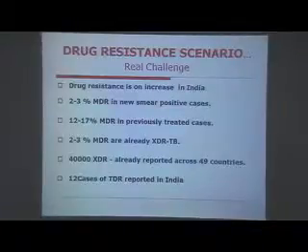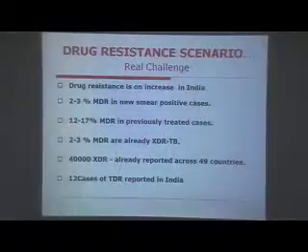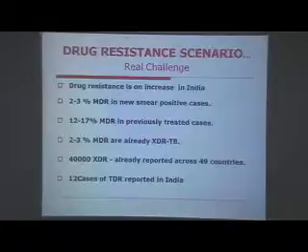Most of us in our practice see only about 50% new cases, and 50% would already have had treatment for tuberculosis. That is how we see it in our practice. So whenever you see a retreatment case, 12 to 17% of them are MDR. It's very, very unfortunate. 2 to 3% of the MDR are already XDR. And 40,000 XDR cases are already reported across 49 countries. And almost 12 cases of total drug resistance were reported in India.